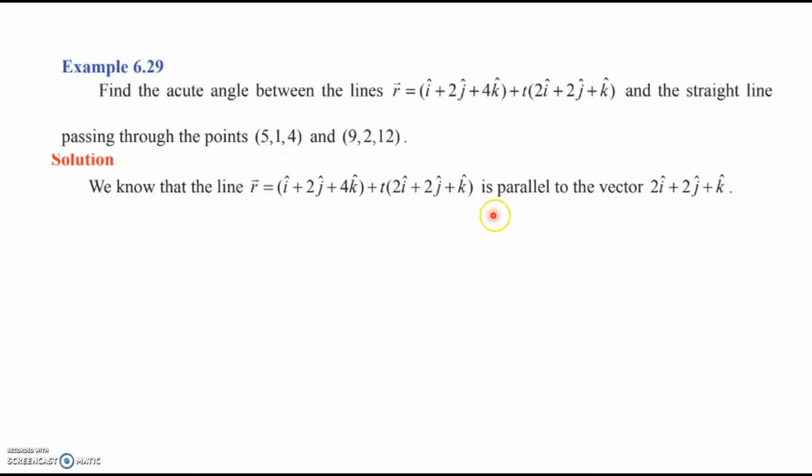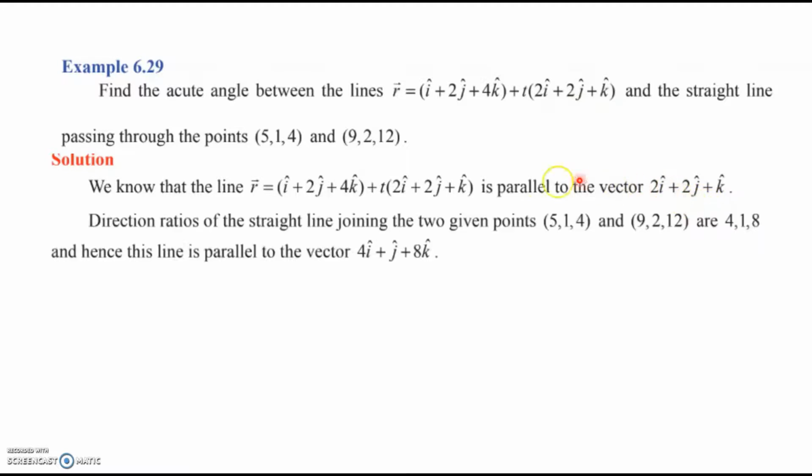So we can say for the first line, it is parallel to 2i cap plus 2j cap plus k cap, and the direction ratio of the straight line joining the 2 points 5, 1, 4 and 9, 2 and 12, subtracting, 9 minus 5 is 4, 2 minus 1 is 1, 12 minus 4 is 8. So this is our direction ratio, and hence this line is parallel to, using the direction ratios, the vector 4i cap plus j cap plus 8k cap. So this line which passes through these 2 points will be parallel to this vector here.